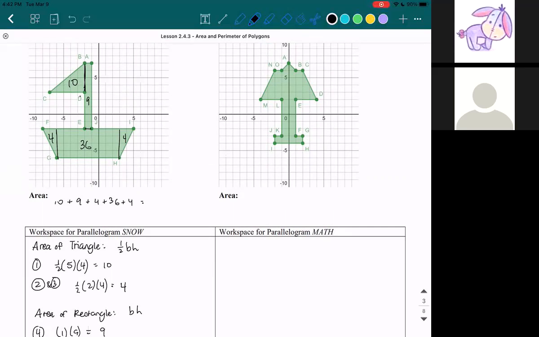So I'm just going to use my calculator. 10 plus 9 plus 4 plus 36 plus 4. I get 63. So my area is 63.